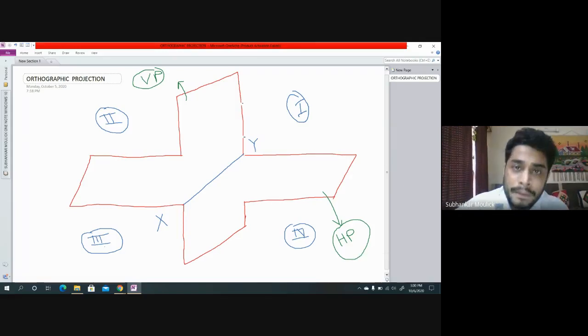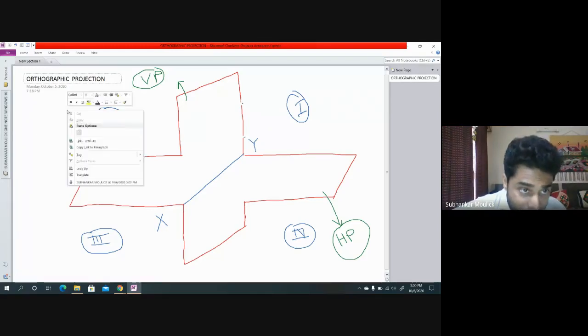If in the problem it has been told to you to solve the problem by the third angle projection method, then only you will solve it by the third angle projection method. If nothing has been told to you, every time you will solve the problem in the first angle projection method.